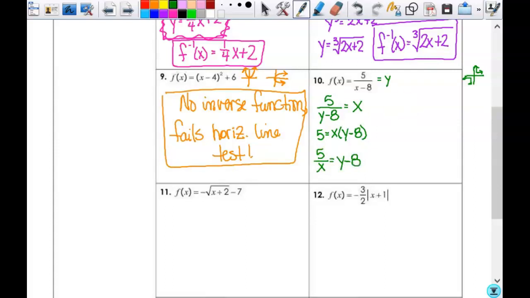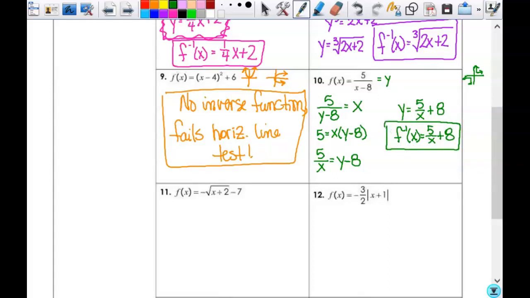Then I add 8 to both sides, so y equals 5 over x plus 8, which means the inverse is equal to 5 over x plus 8. Now we've got to talk about domain restrictions. Okay, so my domain restrictions, so this is this, but I still have to talk about the rest because there are some domain restrictions here.